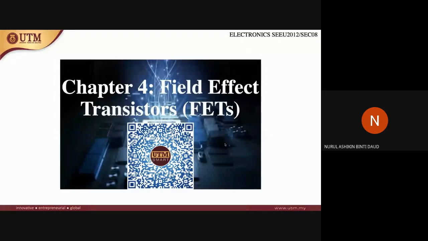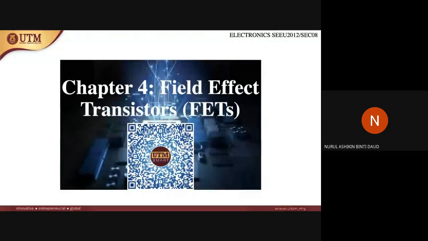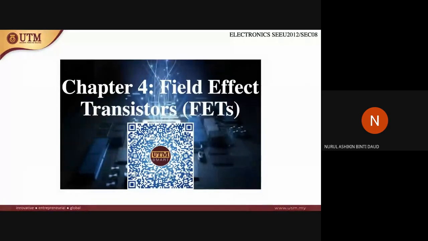Since we already finished chapter 3, I'm trying to finish the chapter as soon as possible so that we can do the revision more, especially on chapter 3 about the AC analysis. And after this, we're going to have op-amp. Okay, so for today, we're going to learn about chapter 4.